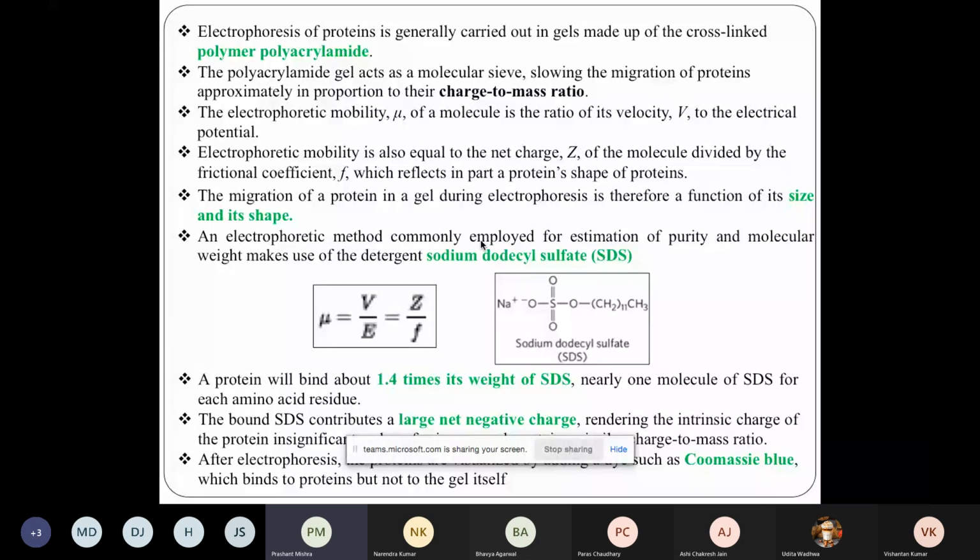Another factor which can affect the mobility is the shape of the protein, whether it is rod shaped, circular, or triangular. Depending on the shape, it will determine how the protein is going to move in the electrical field. So the migration of a protein in a gel during electrophoresis is a function of its size and shape.